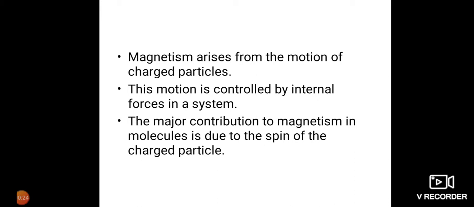which we call electromagnetism. This happens due to the particle's charge and its motion. This magnetism is mainly generated because of the spin of that particular charged particle.